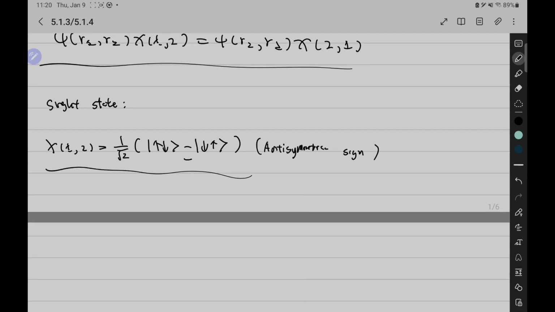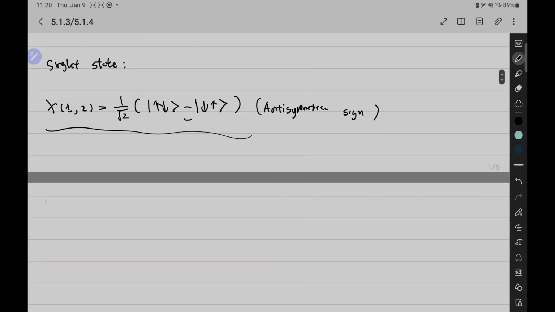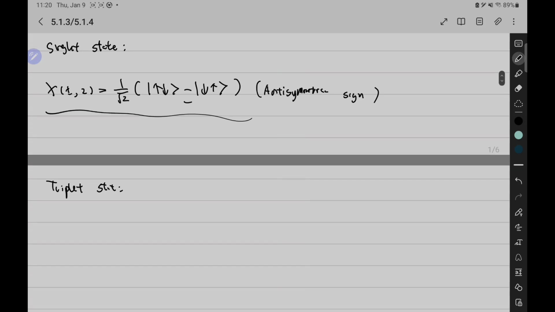And there is also the triplet state, which is chi of 1, 2 equal to 1 over square root of 2, spin up, spin down, plus spin down, spin up, right? Plus would indicate this is symmetric spin.